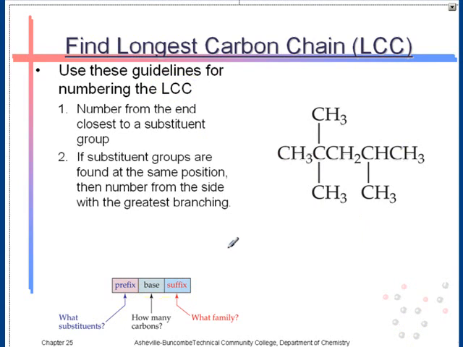Let's look at this example. Again, it's a little bit more complicated. We popped up a new rule. Why are there so many rules here? Well, we want a unique name for a unique compound. Each compound, even though there might be just a slight different shape to it or an additional atom, is going to have a different set of physical and chemical properties. It may not be that much different, but it's different. And so we want to establish a different name for those different compounds.